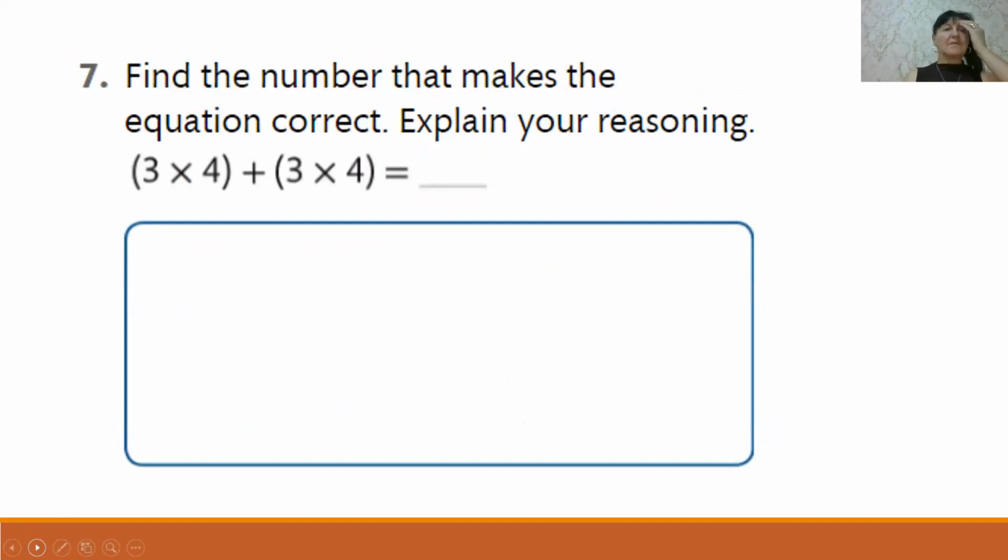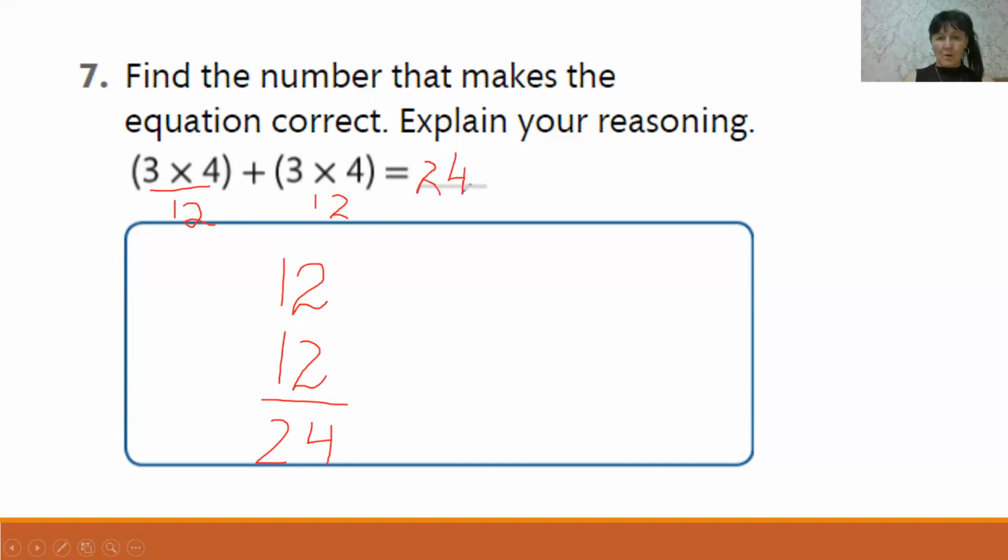Number 7, find the number that makes the equation correct. Actually, we need to find the answer, yes? Find the answer. So you're just multiplying. 3 times 4 is going to be 12. And 3 times 4 is going to be 12. And 12 plus 12 is going to be 24. So if you write here 24, your equation is going to be correct.